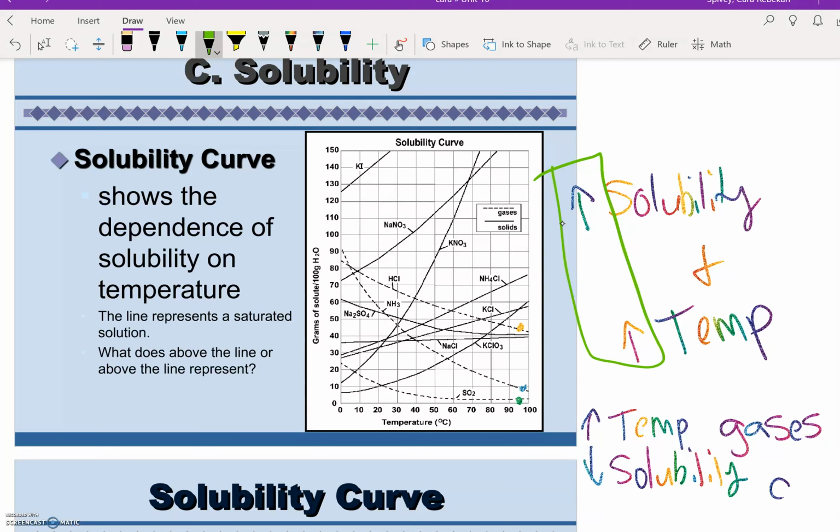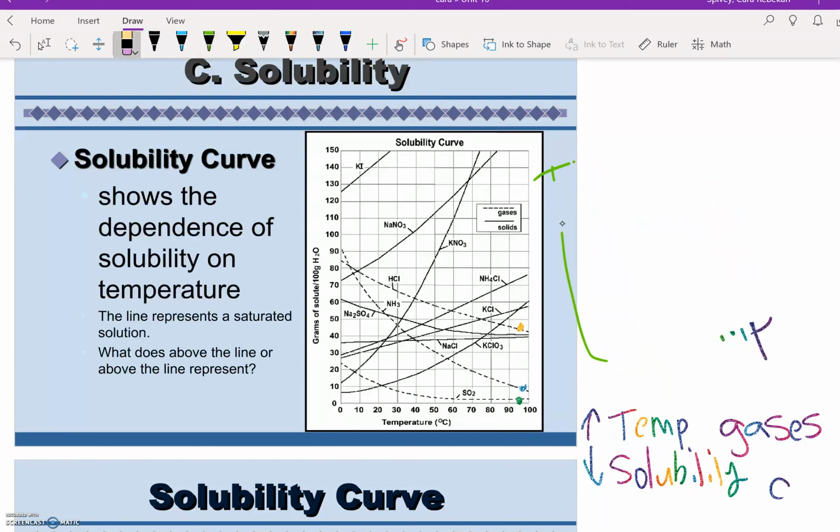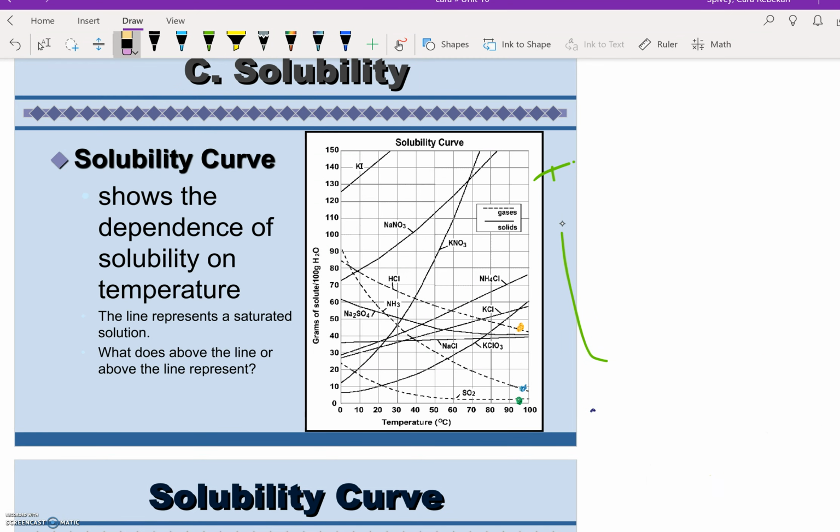So on this solubility curve, we're not worried about looking at all the lines at the same time. We're just going to look at one specific line at a time. If I want to talk about, say, KNO3, we're just going to find the line that has KNO3 on it. So if everybody would find the line that says KNO3, you see it right here. This is the only line that we're concerned about.